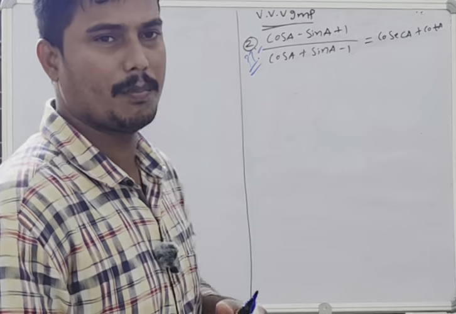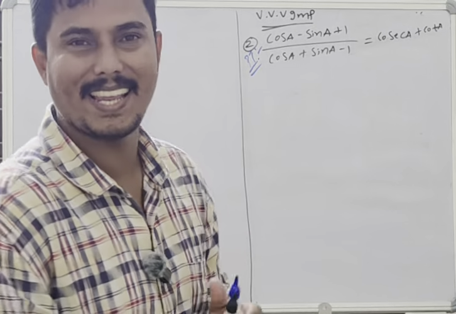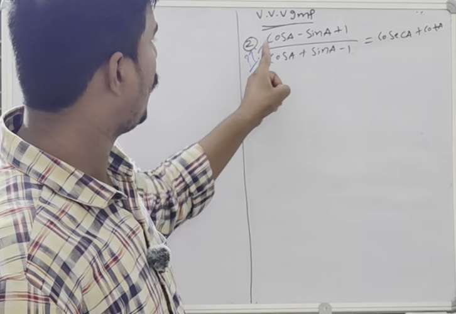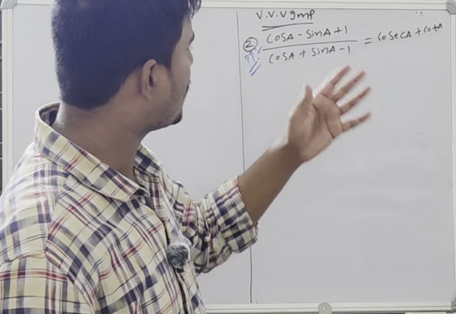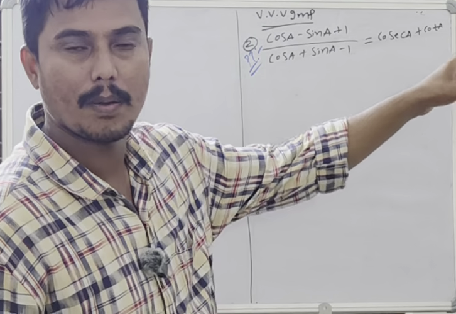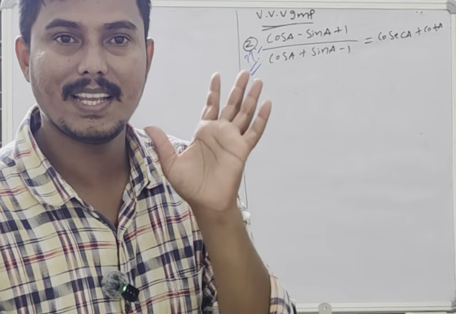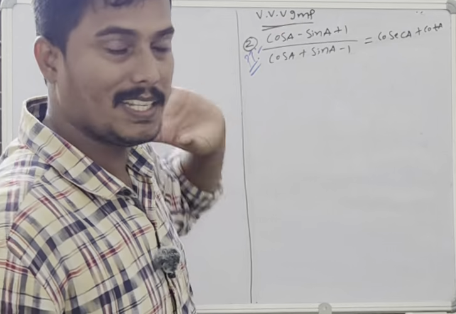Let us see your question number 2. Very important, very expected and very easy. Prove that cos A minus sin A plus 1 by cos A plus sin A minus 1 is equal to cosecant A plus cot A. This is literally very easy. As soon as you see the question, you take LHS.